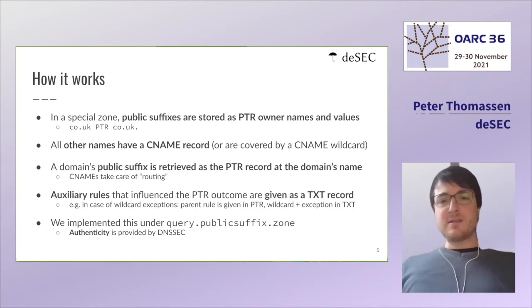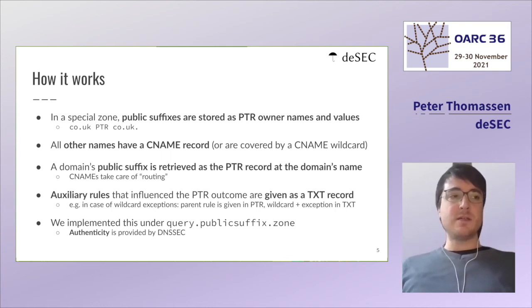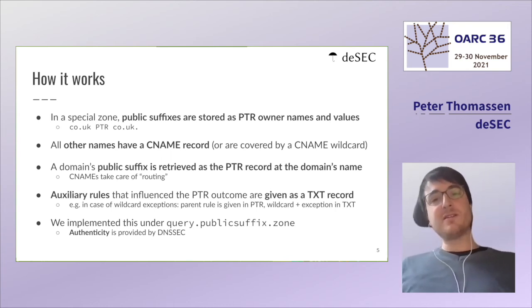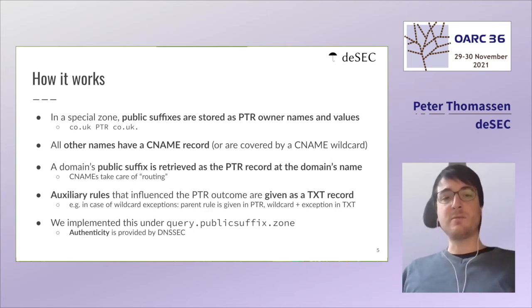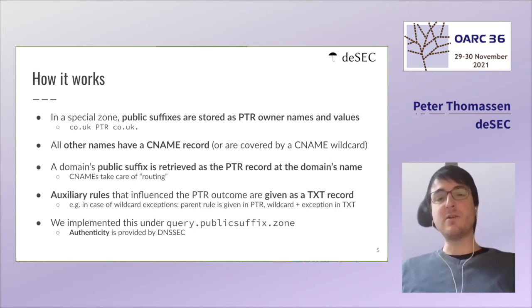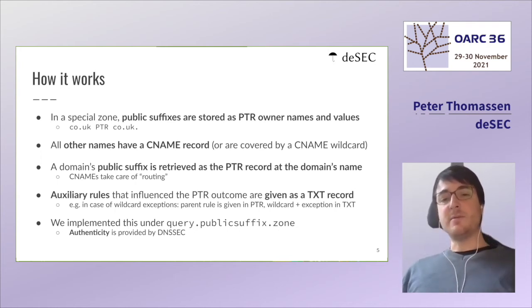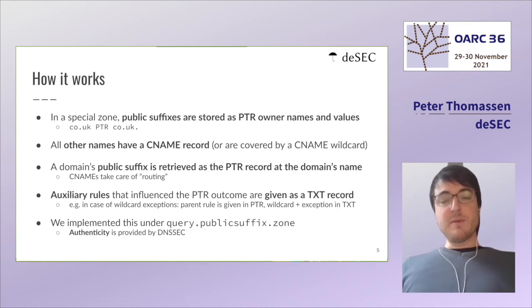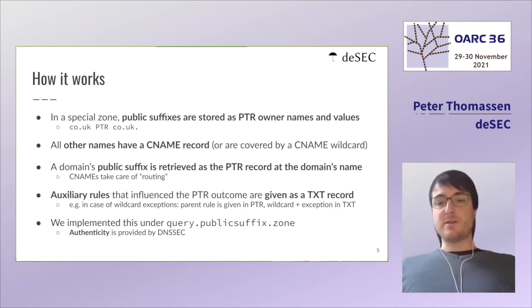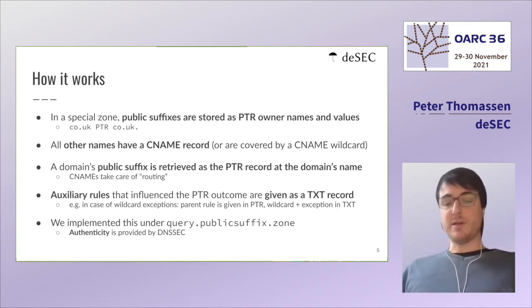In some cases, several rules apply to one domain name, and then of these several rules, one will be the winning one. For example, if you have a wildcard and then there's a wildcard exception, which the PSL specification does allow. In that case, only the final outcome will be given in the PTR record, and for documentation or studies or whatever people want to do, we give the other rules as TXT records on the same names. We implemented the whole thing under query.publicsuffix.zone, and authenticity is provided by DNSSEC.